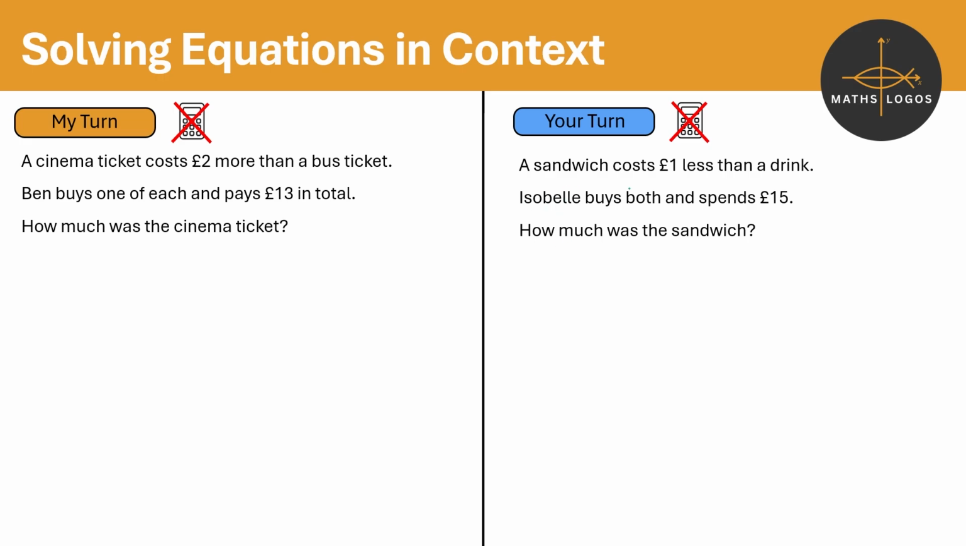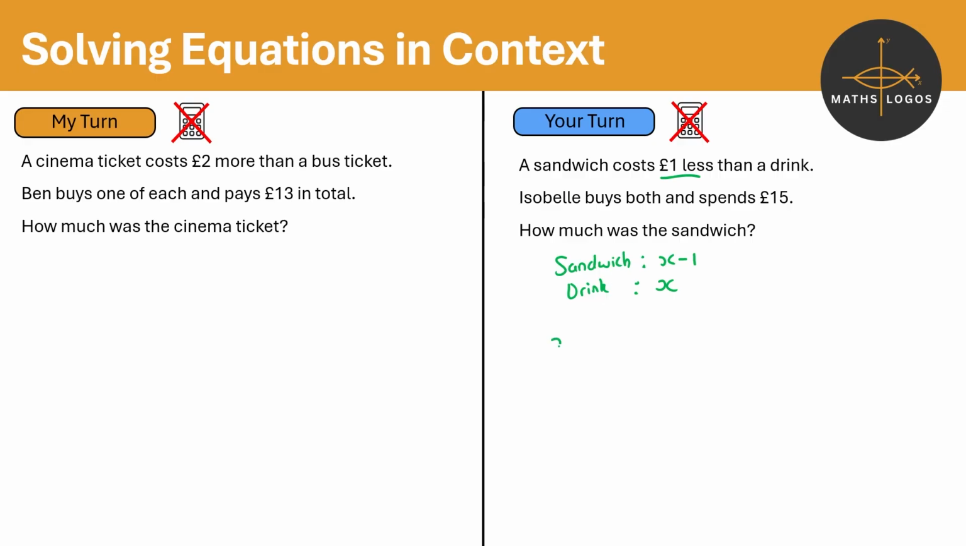Let's go through it. A sandwich costs £1 less than a drink. Isabel buys both and spends £15. How much was the sandwich? Let's look at the cost of the sandwich in terms of x and the drink in terms of x as well. It says a sandwich costs £1 less than the drink. So let's start by making our drink equal to x, and our sandwich is £1 less than that. So it would be x subtract 1.